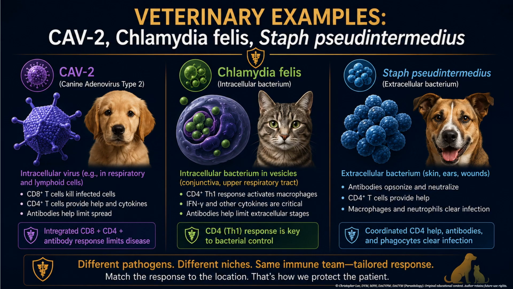To review: CAV2, an intracellular virus, means CD8 killing, plus CD4 and antibody support. Chlamydia felis, an intracellular bacterium in vesicles, means CD4 Th1 macrophage activation. And Staphylococcus pseudointermedius, an extracellular bacterium, means CD4 help, antibodies, and phagocytes. Different pathogens, different niches, same principle. Match the response to the location.